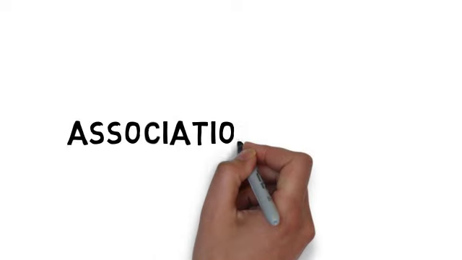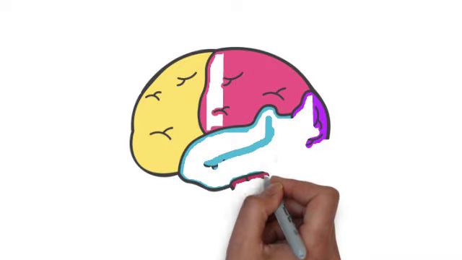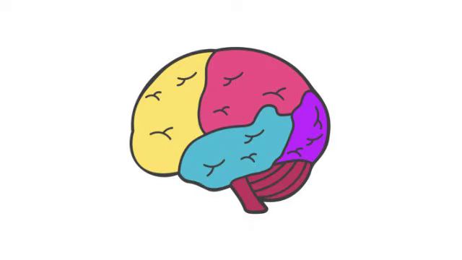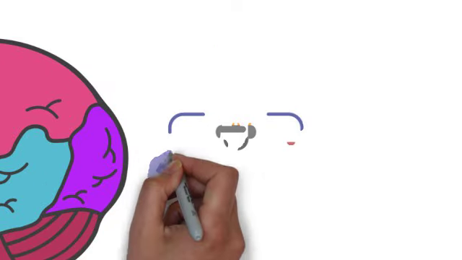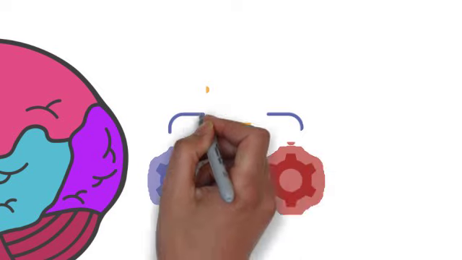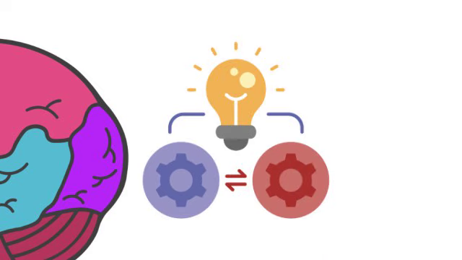Today we're exploring the association cortices, the parts of the brain that integrate information from various sensory modalities to perform complex tasks. Association cortices are areas of the cerebral cortex that are not directly involved in sensory or motor functions. Instead, they integrate information from different sensory modalities, helping us perform complex cognitive tasks. The main association cortices are the parietal, temporal, and frontal association areas.